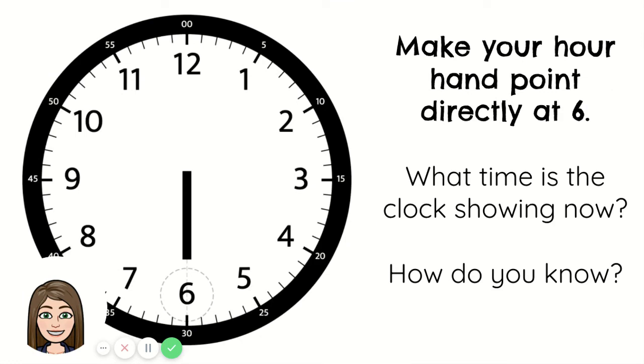Again, using your newly made analog clock, I want you to make your hour hand point directly at the 6. What time is the analog clock showing now? And how do you know? Turn and talk to someone near you. If you said 6 o'clock, clap 3 times. You are correct.